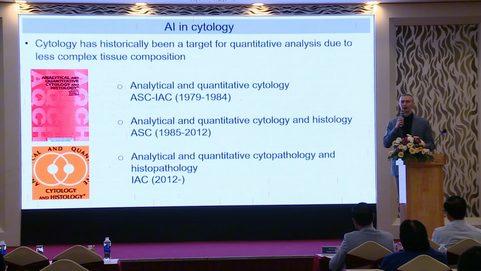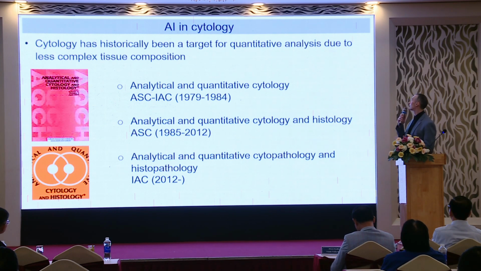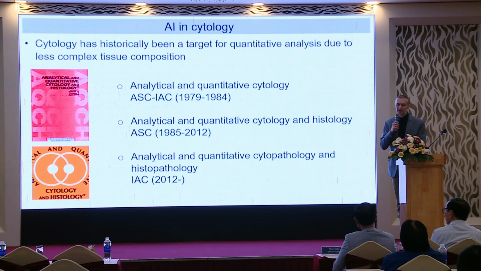And basically it was like an analysis of the nuclear changes and measurements and nuclear cytoplasmic ratio. For almost half a century, there were journals just about that. And I would say that cytology has historically been a target for quantitative analysis due to the less complex tissue composition. You have clusters of the cells, you have a lot of empty space in between of the cells, so it's much easier to measure and to manage those measurements if you are dealing with the cytology specimen compared to histopathology.